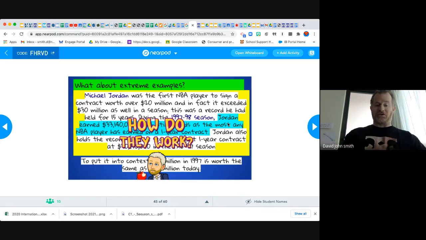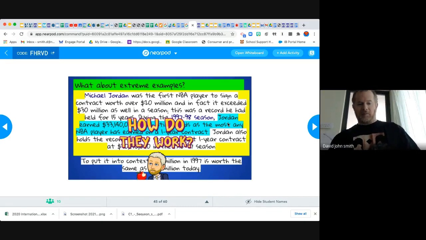And that is the most any player has actually ever earned for a just a one-year contract at the time. I don't know about now. It may have changed a bit now. All right. I've put my little person in here, and I can't actually read the bottom there, but it probably tells you how much it's worth in today's dollars. So $30 million in 1997. In context, that's going to be worth however many million today.